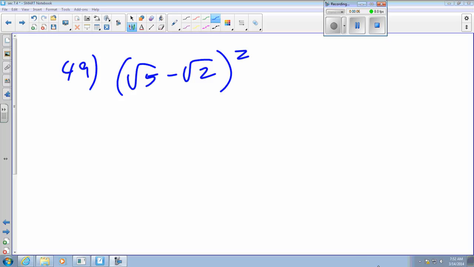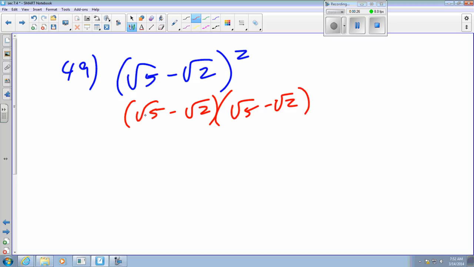Here we are on section 7.4. This is the day 3 assignment. Let's take a look at number 49. We have the square root of 5 minus the square root of 2, squared. That means we should rewrite it as two binomials.